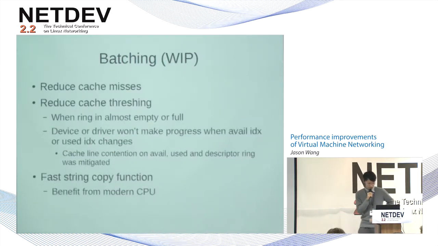The batching is still work in progress. We can see that it can reduce the cache misses, and it can also reduce the cache bouncing when the ring is almost empty or full. This is rather similar to what we see in the pointer ring, because the device or driver won't make any progress when the index changes. Another advantage is that if we batch the reading, we can use something like a fast string copy function, and then we can benefit from modern CPUs, which have specific optimizations for this.